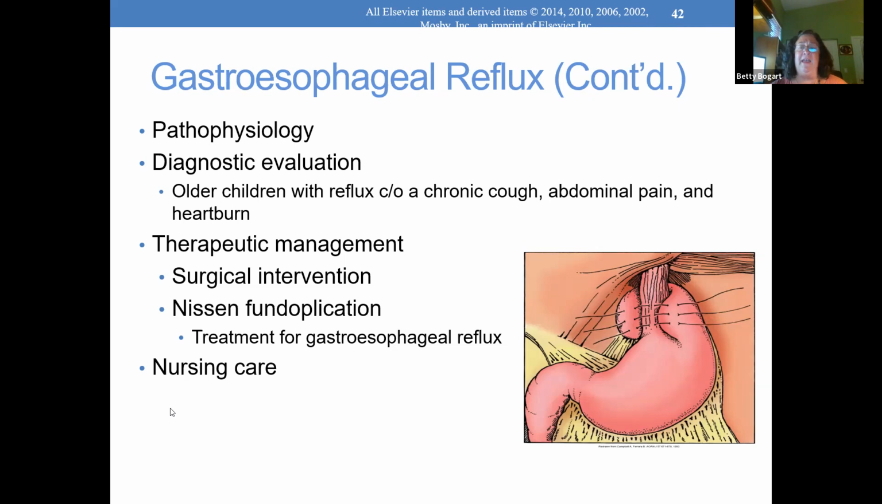Now, sometimes the reflux is so bad, medicines aren't working, they're losing all of their nutrition. We will go and do a surgical procedure, and that's called a Nissen fundoplication. Now, you might have heard this on a child who's also had a gastrostomy tube placement.